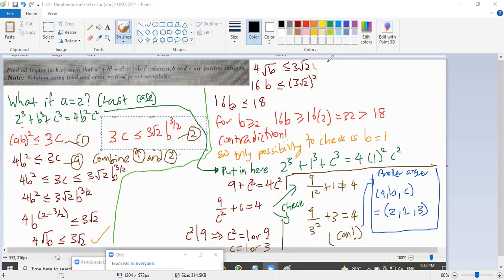Aha, then I play up here. Let's continue at the top here. Please take note. Just play the algebra. 16B is less or equal to 18, it says. And it's pretty obvious that for B bigger equal to 2, 16 times 2 is 32. It's completely impossible for this to happen. Can you all see that? So that means this part is wrong. No more answer for this. So B cannot be at least 2. So the only possibility to check is B equal to 1.